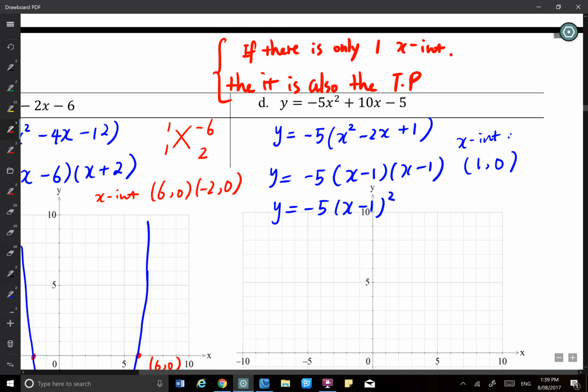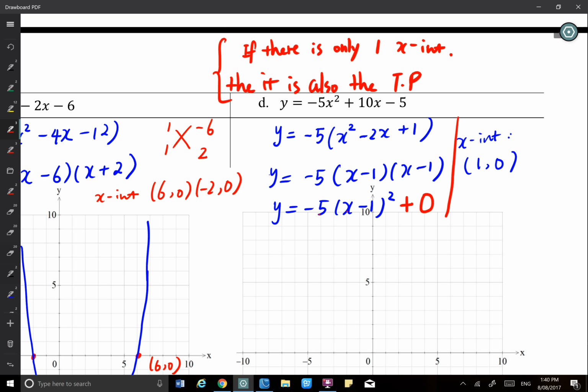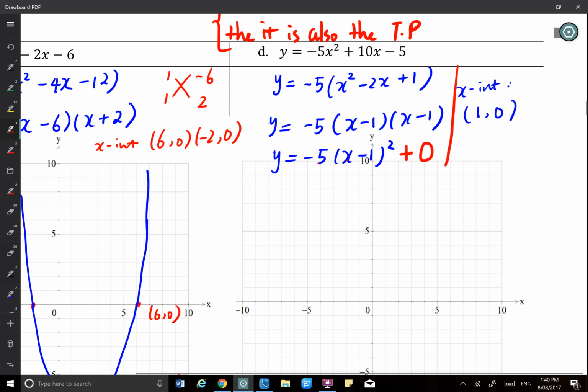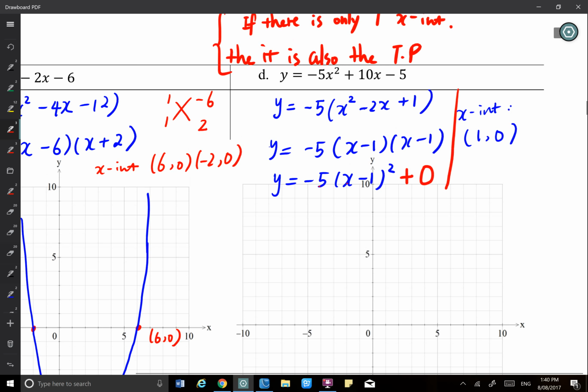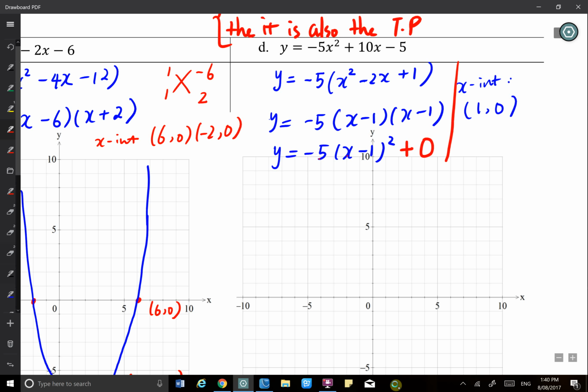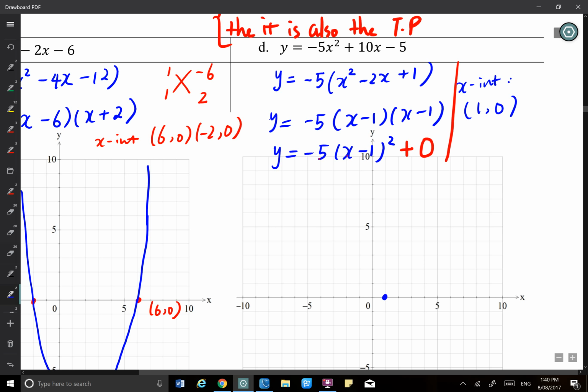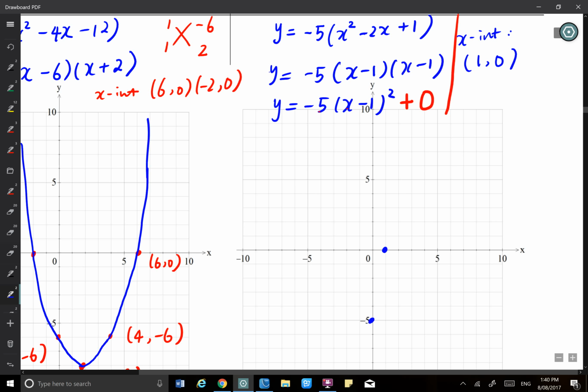Why? Let's have a look at that form. Look at the bottom line: y equals minus 5 times x minus 1 squared. If I put a plus 0 at the back, that's x minus h squared plus k as well. So you have (1, 0) as the turning point. So (1, 0) is the turning point, and it's also the x-intercept, which is here.